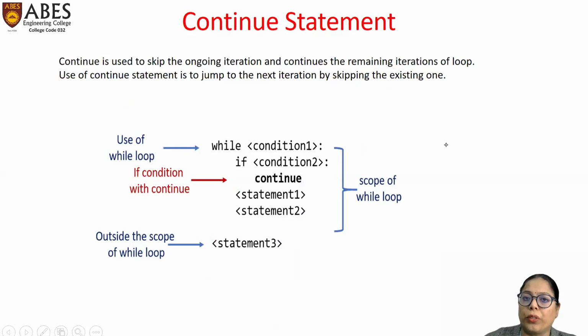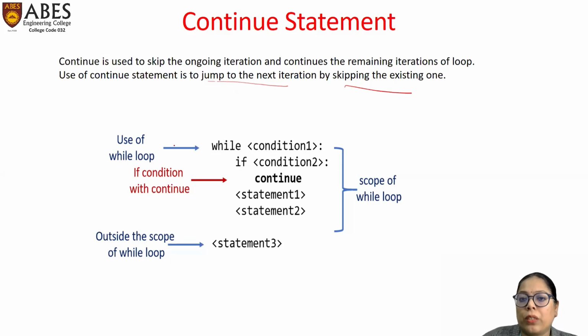Now we will see continue statements. Continue statement is used to skip the ongoing iteration and continues the remaining iterations of the loop. Use of continue statement is to jump to the next iteration. Basically, it is used for jumping to the next iteration by skipping the existing one. So it skips the existing one and it will jump to the next iteration. This we will understand with the examples in a better way.